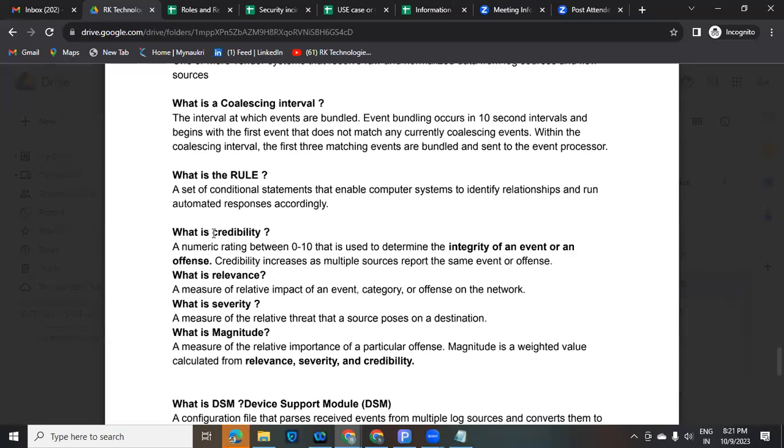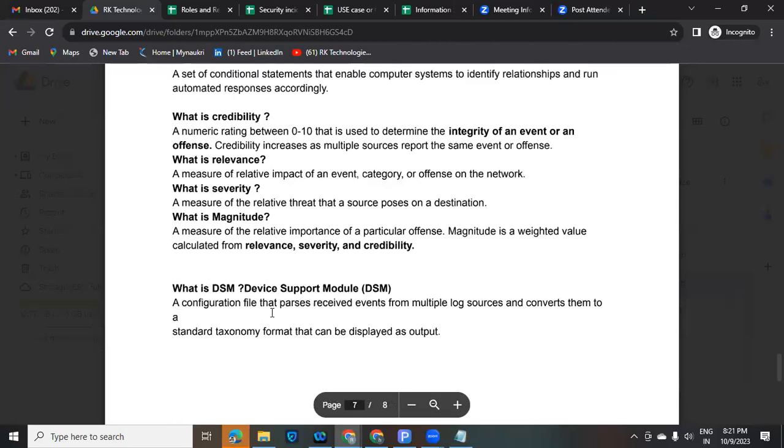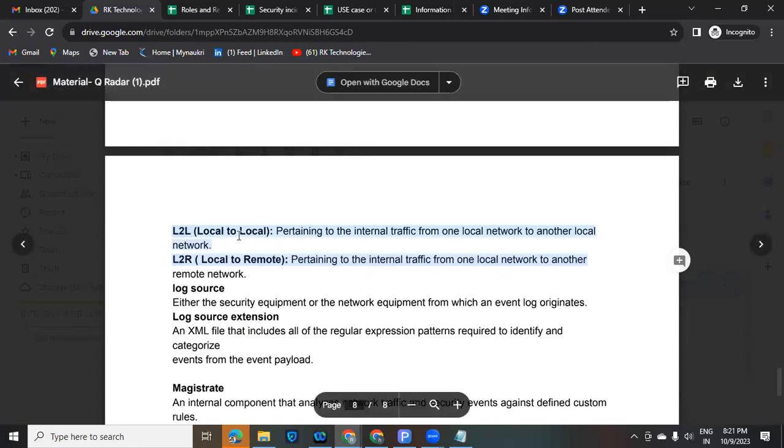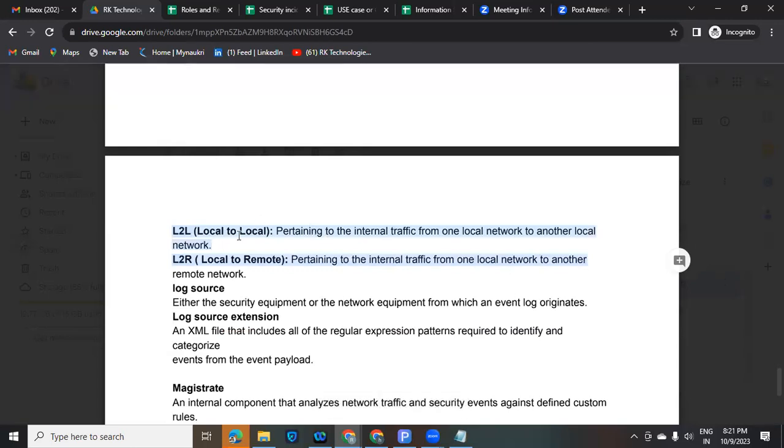And what is rule, what is credibility, what is relevance, what is CBRT, what is magnitude, what is DSM, okay, what is L2L and L2R, where we have to define this L2L and L2R, anyone? Where we have to define this L2L and L2R? EDR? No.